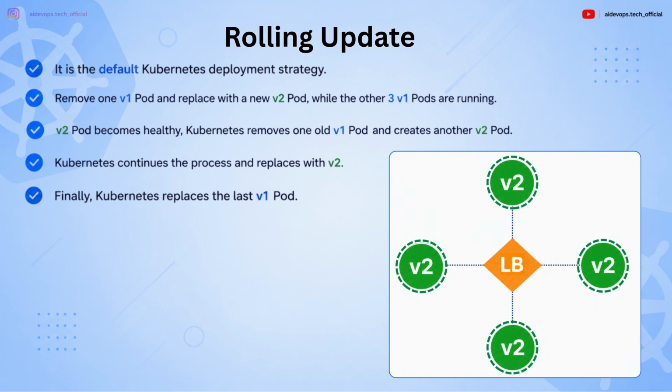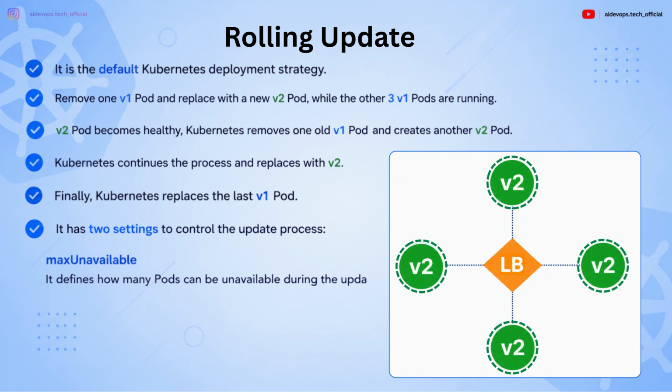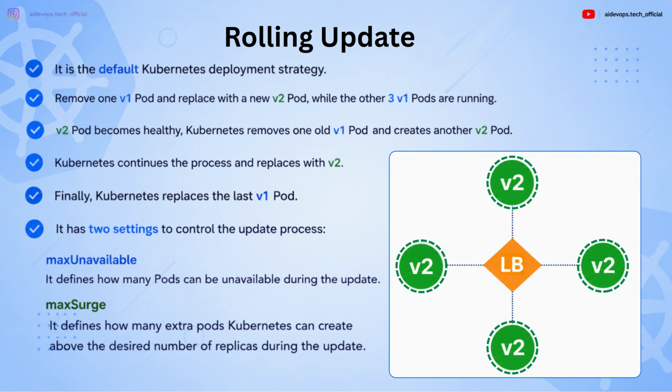And whenever Kubernetes performs the rolling update, it uses two settings to control the process. So first we have maxUnavailable, which defines how many pods can be unavailable during this update. Second, we have maxSurge, and this defines how many extra pods Kubernetes can create above the desired number of replicas during this update.